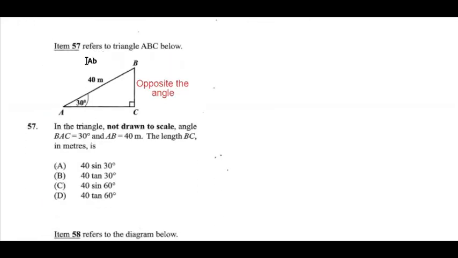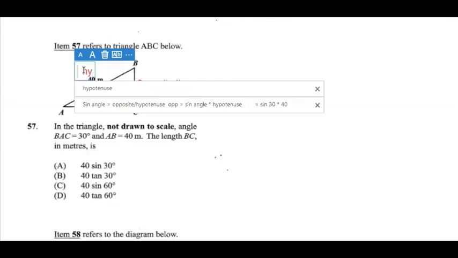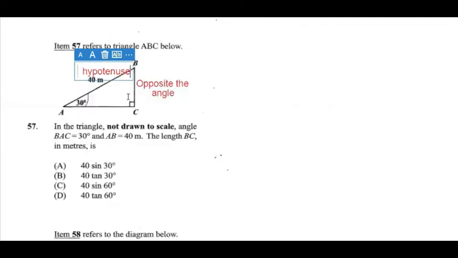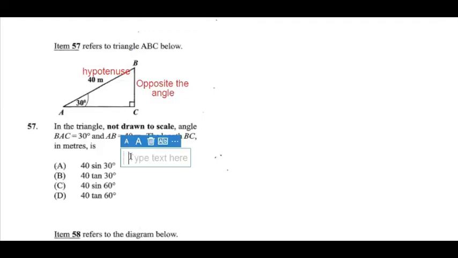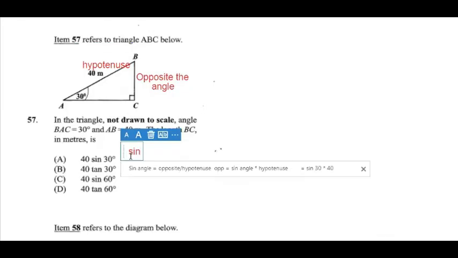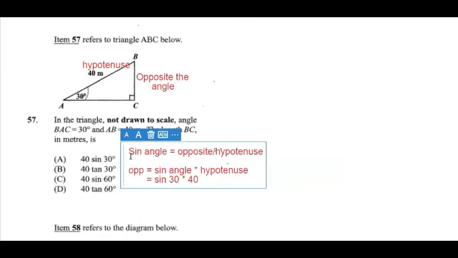So 57, in the triangle not drawn to scale, angle BAC is 30 degrees and AB is 40 meters. The length BC in meters is... So we're given 30 degrees and BC is opposite 30 degrees. And we're also given the hypotenuse. So we're looking at which one of our formulas from sine, cos, or tan will use both the opposite and the hypotenuse, and the adjacent was not given. And indeed, we know by now that it is sine, as sine is opposite over hypotenuse. So it is sine of the angle, which is opposite over hypotenuse. Opposite, therefore, which is what we're trying to find, is sine of the angle multiplied by hypotenuse.